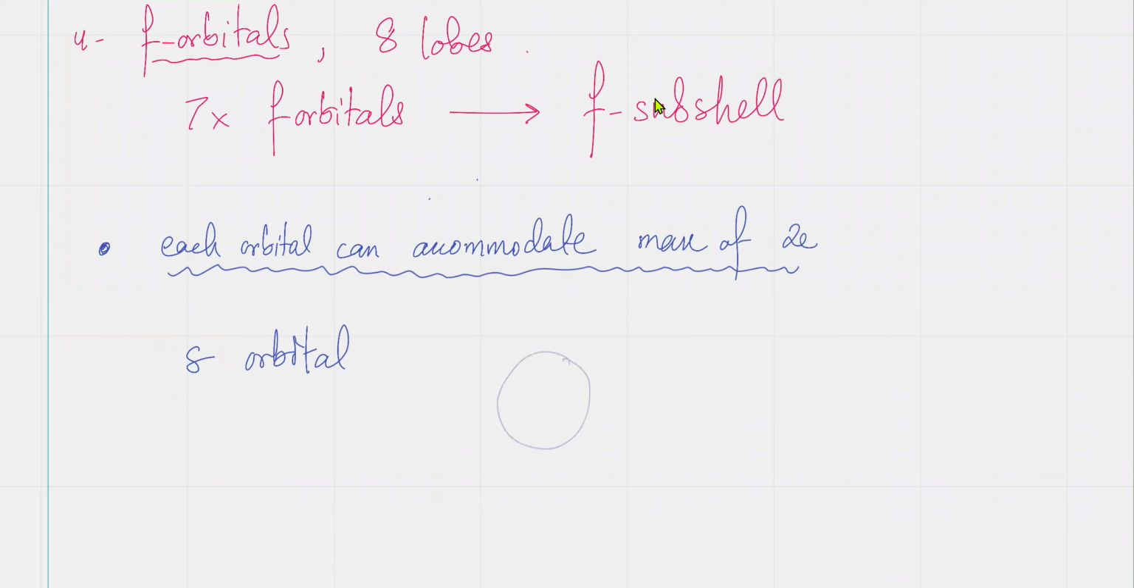So let's say this is a sphere. So an s orbital is spherical. This is the nucleus, and the maximum number of electrons that could be buzzing in this area is going to be just 2. Okay, that's the maximum number of electrons that could occupy an s orbital.